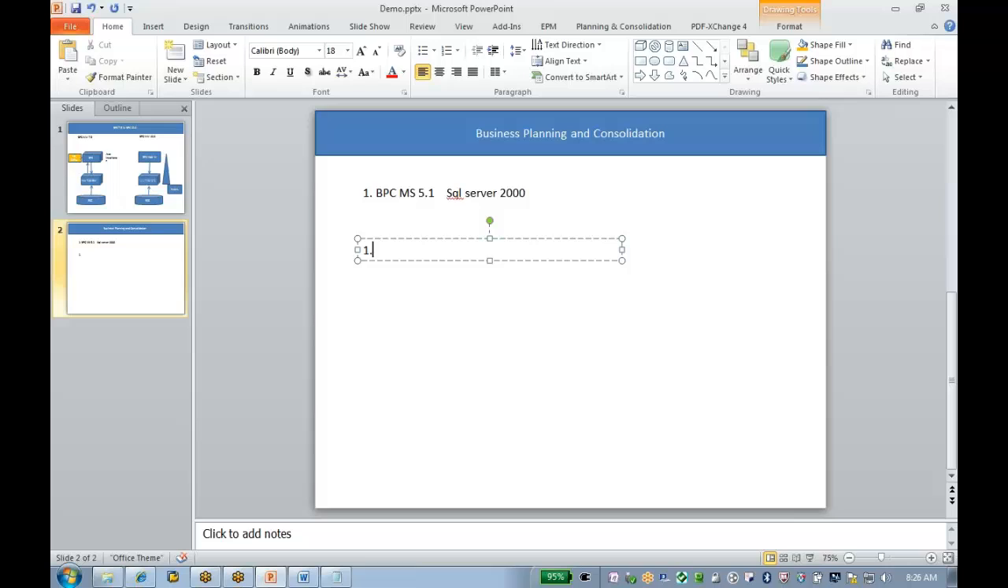In 2008 they released BPC MS version 7, Microsoft version 7. Then they released one more version, BPC NetWeaver 7. So for BPC MS 7, the backend can be SQL Server 2005. Here BW is the backend. The backend will be BW, Business Warehouse. BW means it's a data warehousing tool in SAP. I will explain what BW is.